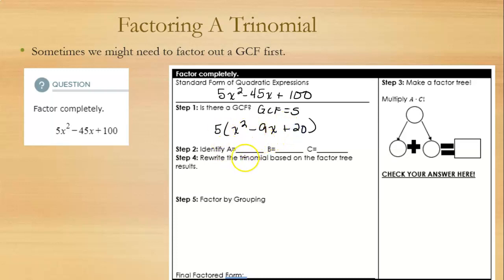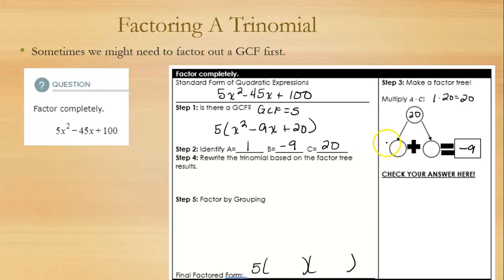That means that your new A, B, and C are now A is 1, B is negative 9, and C is 20, and 5 is going to be a part of your final answer down here at the end. Now we're ready to multiply a times c. 1 times 20 is 20. We're looking for two numbers that multiply to be 20, but add to be negative 9.